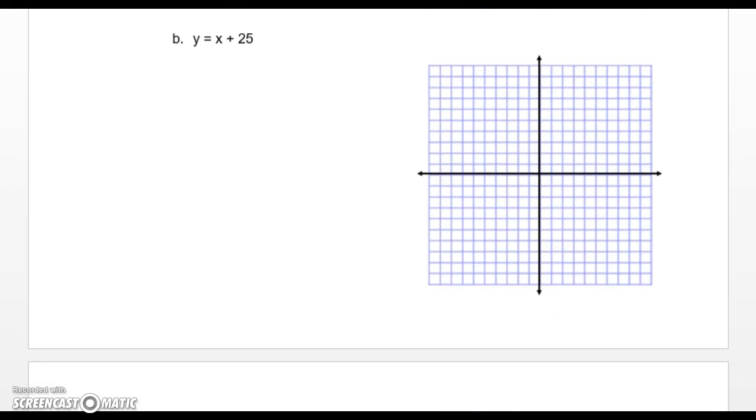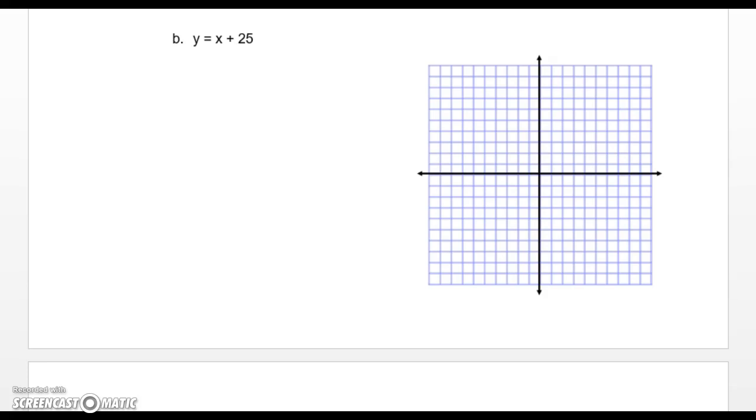So now we can move on to example B. So here we have the equation y is equal to x plus 25. This one here has two variables, so it will have a little bit of a different graph. When we have two variables, this means that we're going to have a graph that is diagonal, or on a slant. If we have one variable, it'll either be going straight up and down, so vertical, or straight left and right, which would be a horizontal graph.